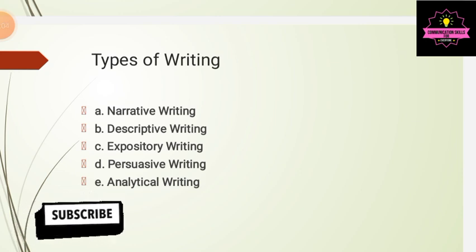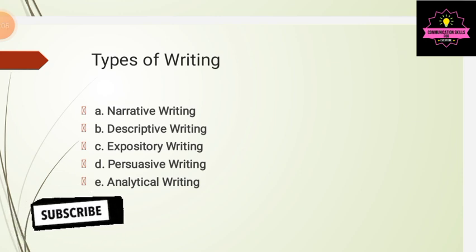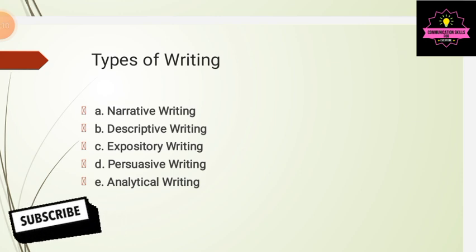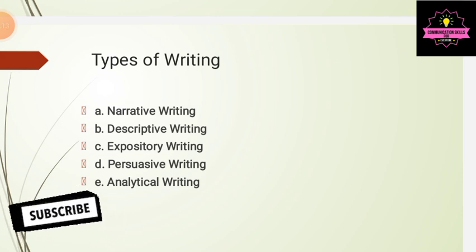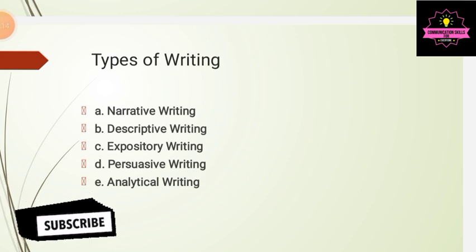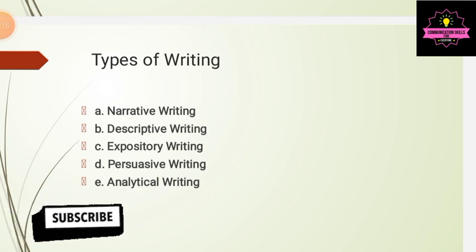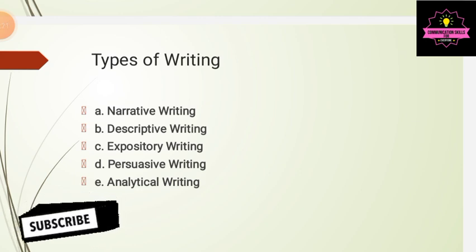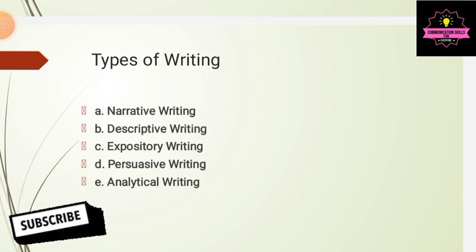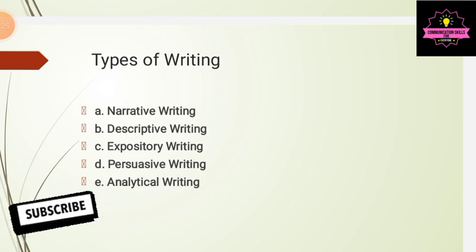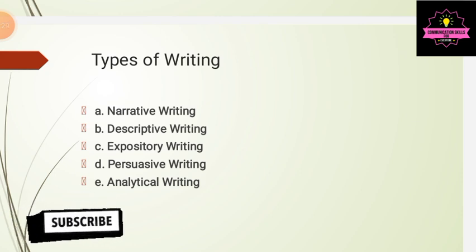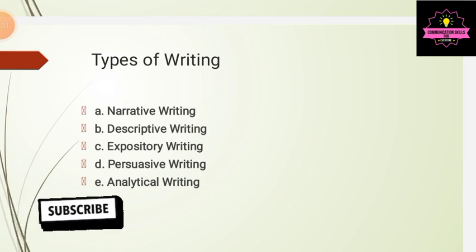First one, narrative writing. It tells a story or recounts events. Events are presented in the sequence they occurred, which is called chronological order, using descriptive language like vivid descriptions to create mental images, and elements like characters, setting, plot, conflict, and resolution.